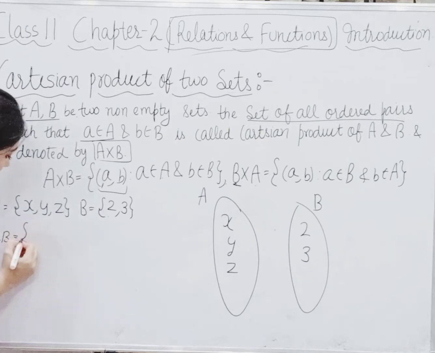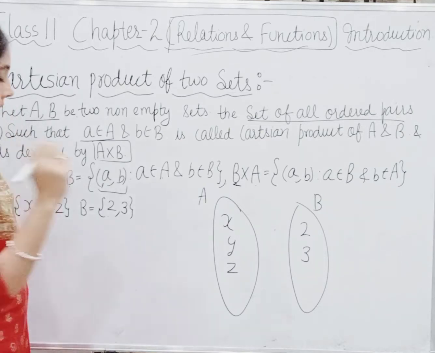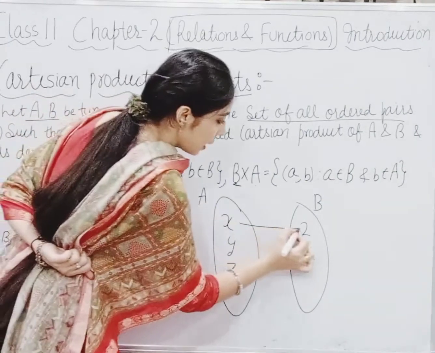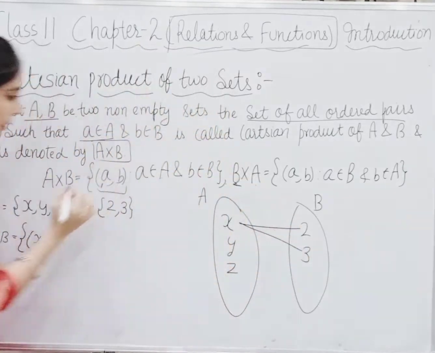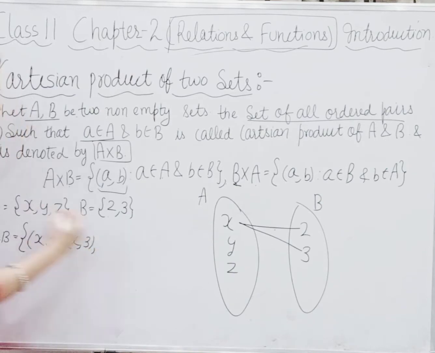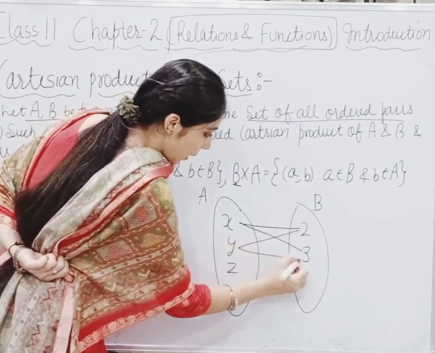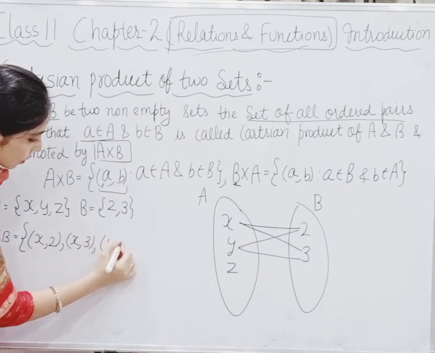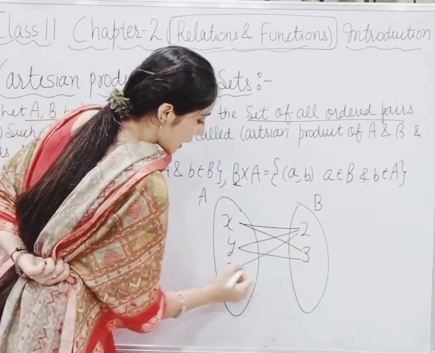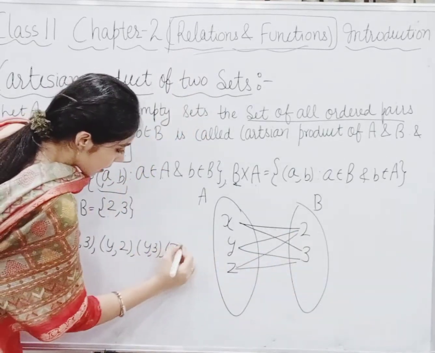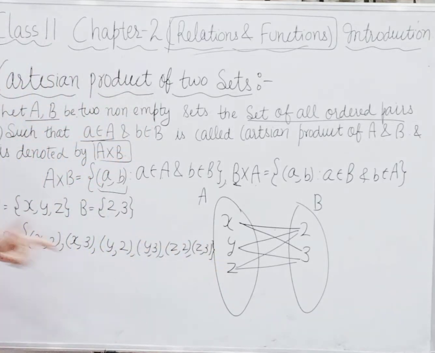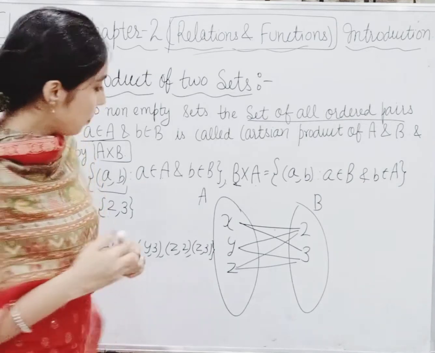So this will contain all the ordered pairs such that the first element belongs to the first set. So first will be (x,2), the second ordered pair will be (x,3). Third will be (y,2), and (y,3). Next will be (z,2) and (z,3). So this is the Cartesian product of A and B.